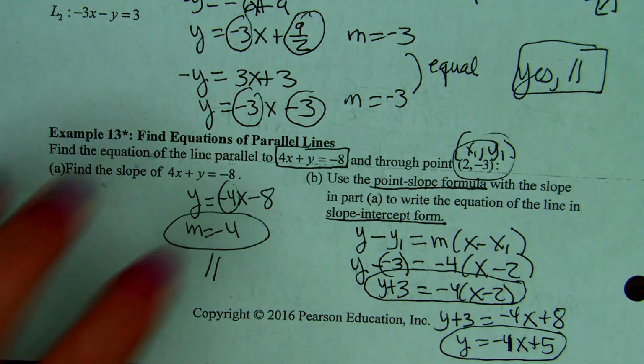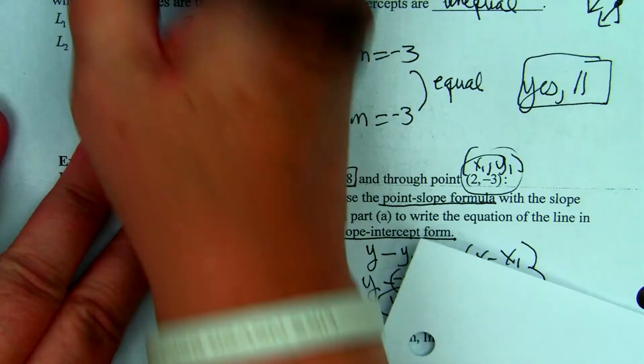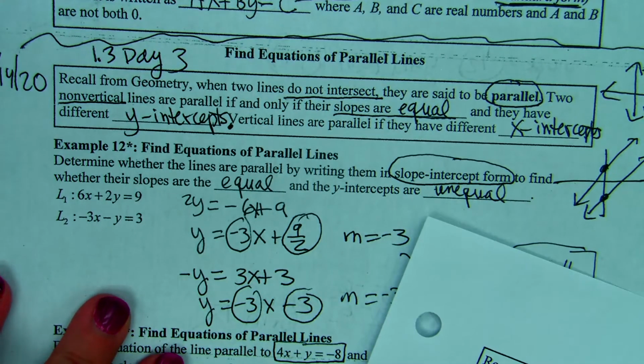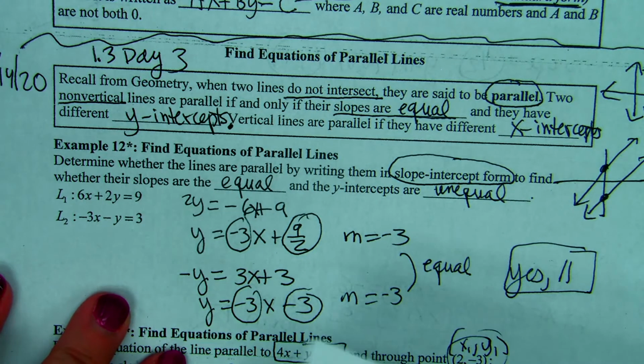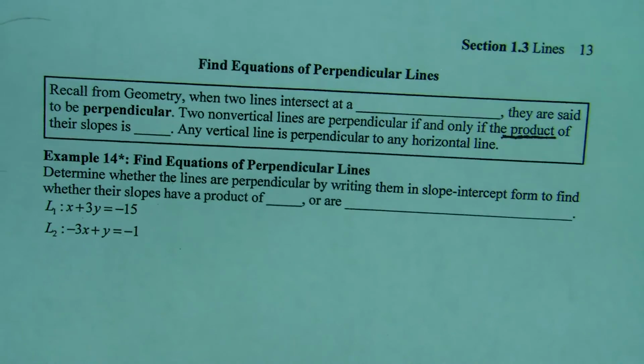So this is page 12 from yesterday that we're continuing on, and it's 1.3 day 3. Sorry, I didn't say that earlier. 1.3 day 3. And then here is page 13, which I uploaded to Canvas. So you have page 13.